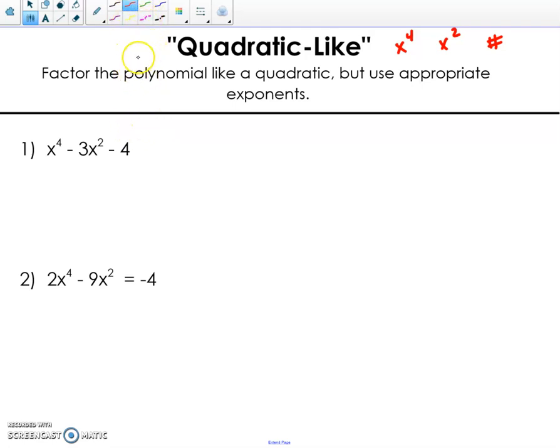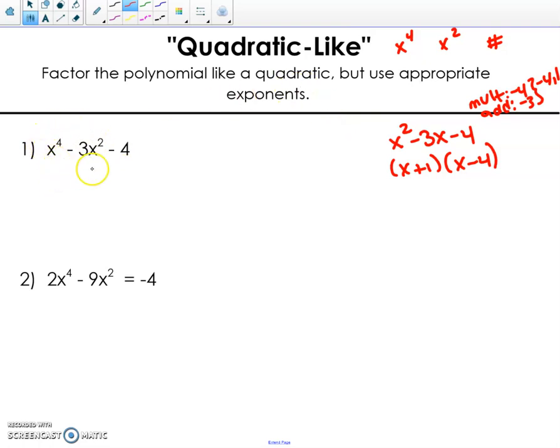So what this means is we're going to just pretend for the first one that it is a quadratic. So if this were a quadratic, this would be x squared minus 3x minus 4. And if we were factoring this, we know that we have to come up with two numbers that would multiply to -4 and add to -3, which would be -4 and 1. So we could write this as x plus 1 and x minus 4.